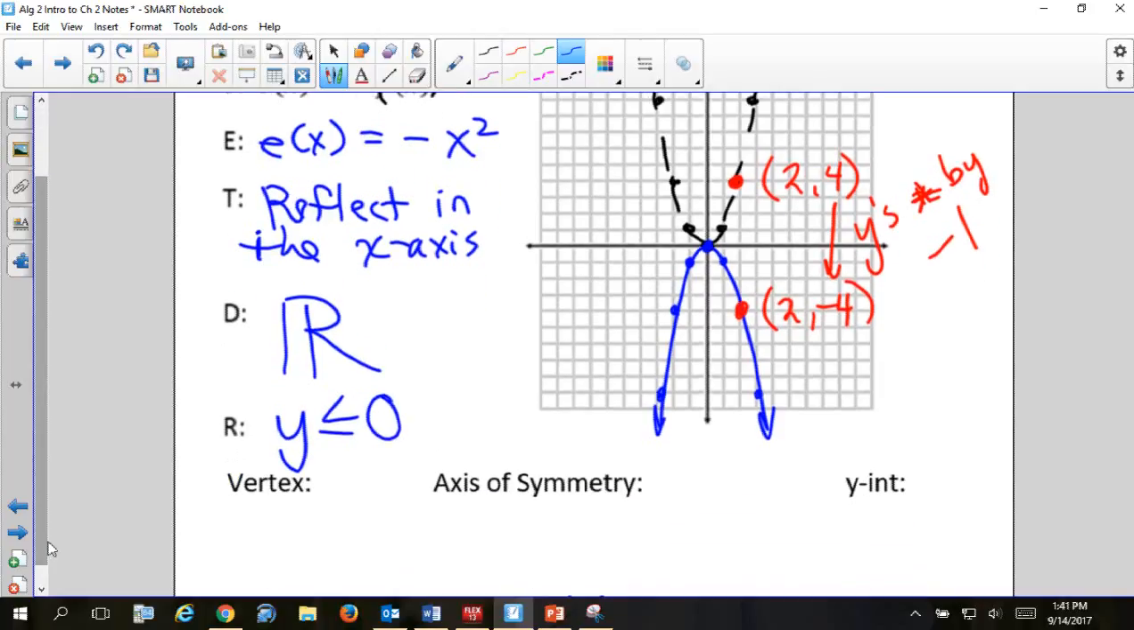Then our vertex is at 0, 0. Our axis of symmetry is x equals 0, and our y-intercept is at 0, 0.